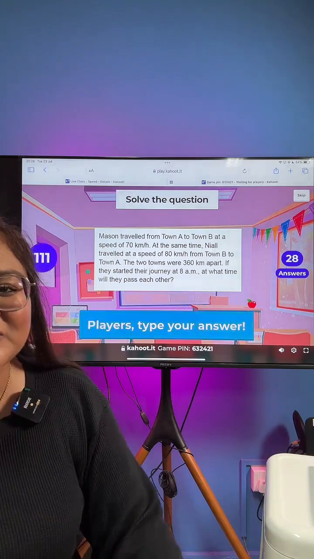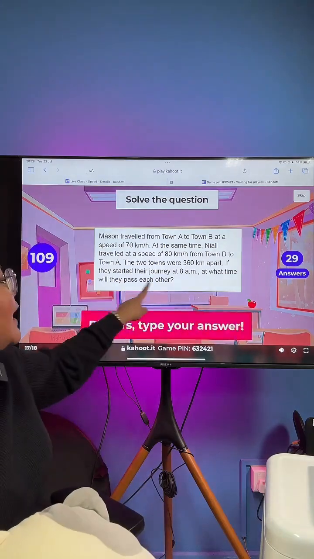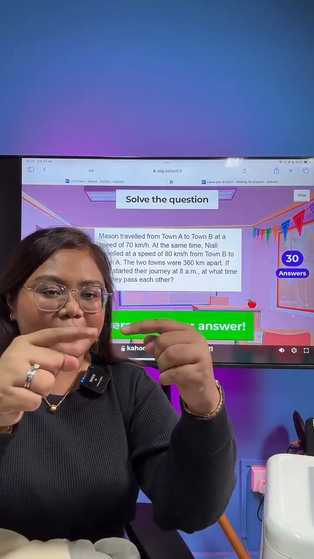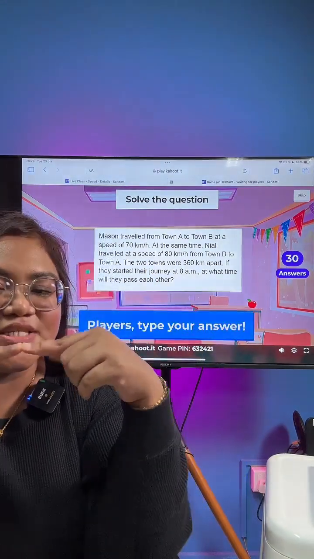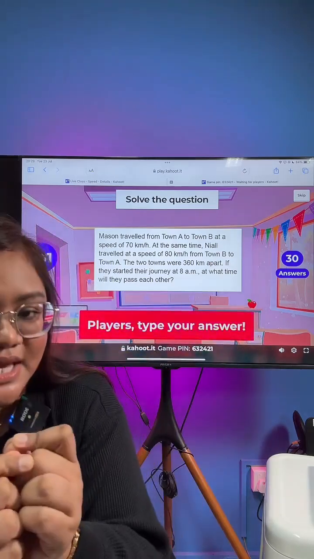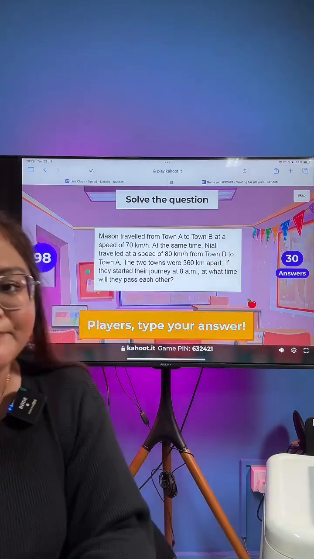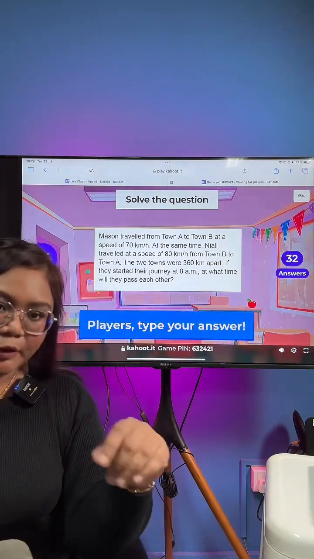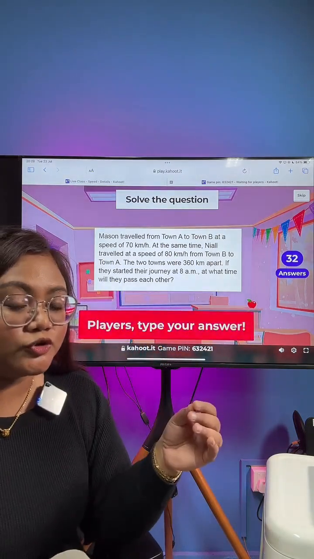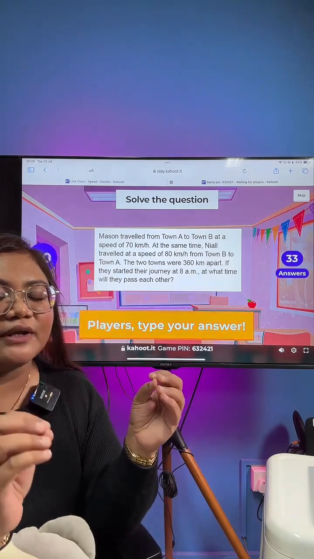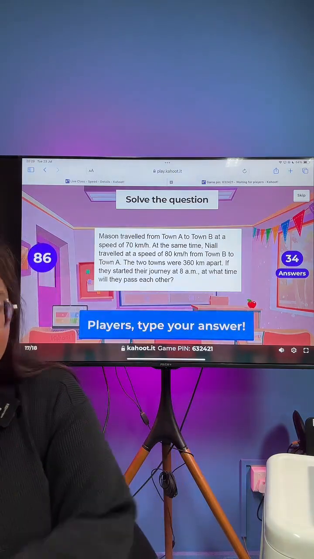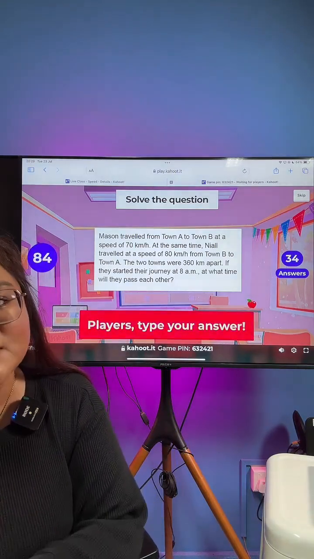All right. So, how to solve this question? We are looking at pass each other. So, one from A to B, one from B to A. We're going to move, and then they will pass each other, which means they will meet, which means we are looking at the meet-up concept. Okay, this is primary 6 math. Meet-up concept. That will be time taken to meet up equals total distance apart divided by, instead of the difference, it is now the sum of speeds. The sum of speeds, okay?